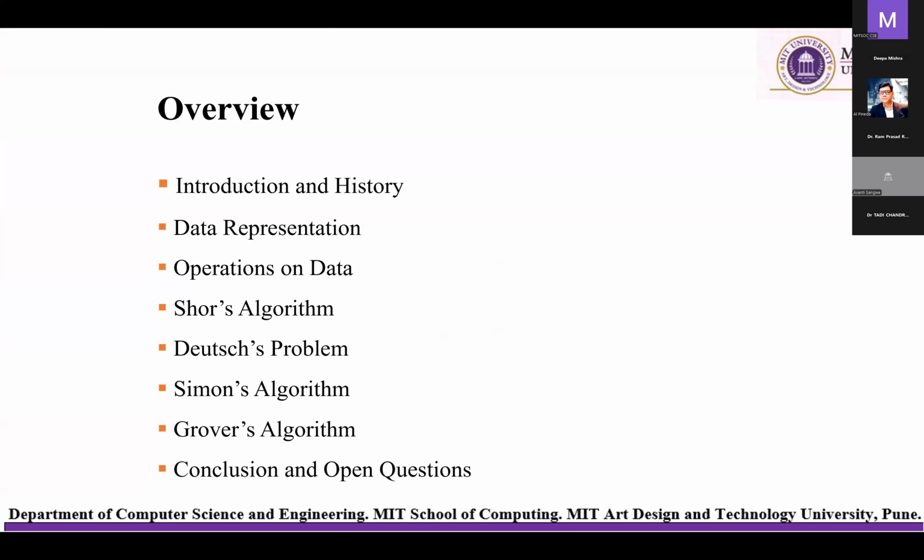A quick overview is that today I'll be going over the introduction and history, data representation, and operations on data, and the rest of the algorithms will be touched upon in the second session.